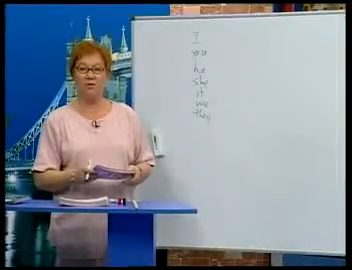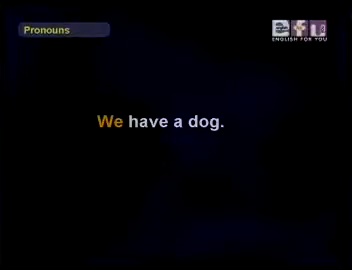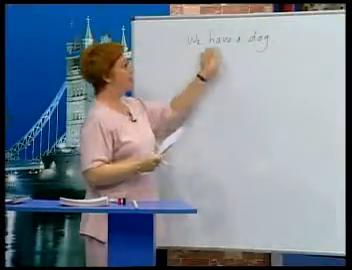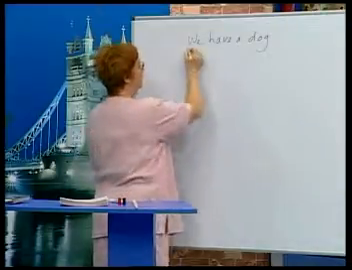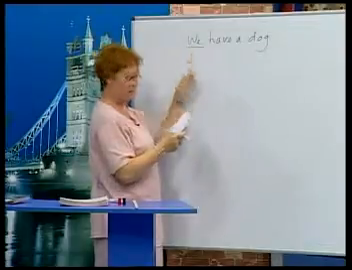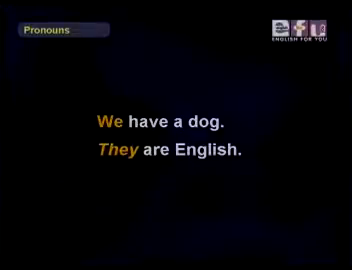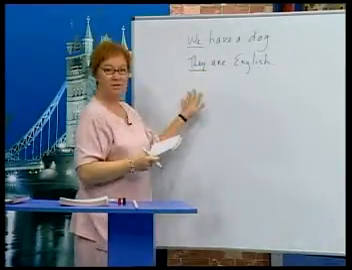We can use the pronouns to talk about the subject. Let's look at this. We have a dog. We have a dog. All right? And here we have we, the subject pronoun. Okay? They are English. They are English. And here they is the subject pronoun.